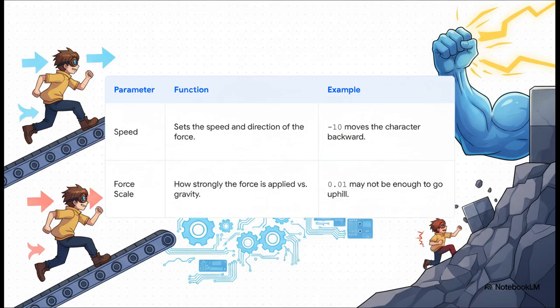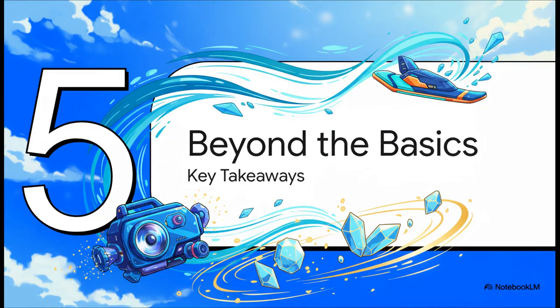So if you have a really steep hill, gravity is fighting you. A low force scale, like 0.01, might not have enough oomph to push Barry up that hill. But if you crank up that force scale, the effector's push becomes way more powerful and it can easily overpower gravity. So remember, speed is the velocity and force scale is the power. We did it! We've implemented the effector, we've fine-tuned it, and we have a smooth ride. So now let's wrap this all up by going over the most important points and talking about how you can take this whole concept even further in your own games.